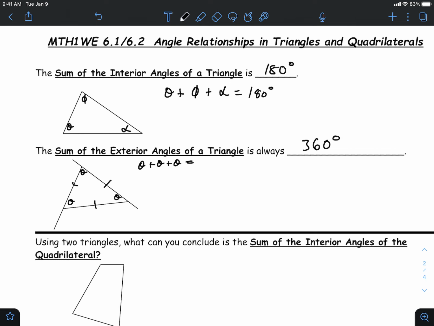Elizabeth? 180. And so how many thetas do you have there? We got 3 of them. We're collecting like terms. So 3 theta is equal to 180. How do you get theta? Remember, theta is just a letter. Don't worry about it. It's just a letter, just like x or y or z. Merc? Divide by 3. So theta is going to equal 60 degrees.